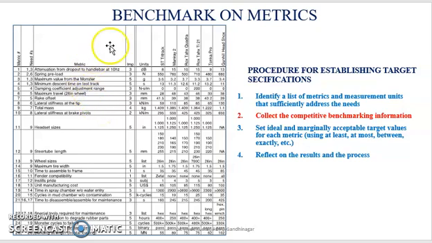The columns of the chart correspond to the competitive products, and the rows are the metrics established in step 1. The benchmarking chart is conceptually very simple. For each competitive product, the values of the metrics are simply entered down a column.